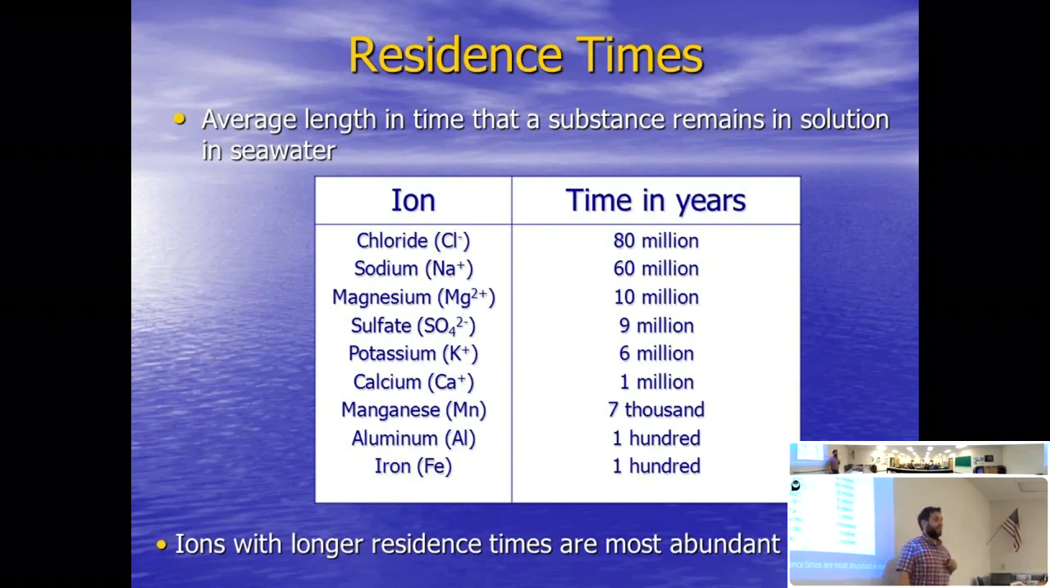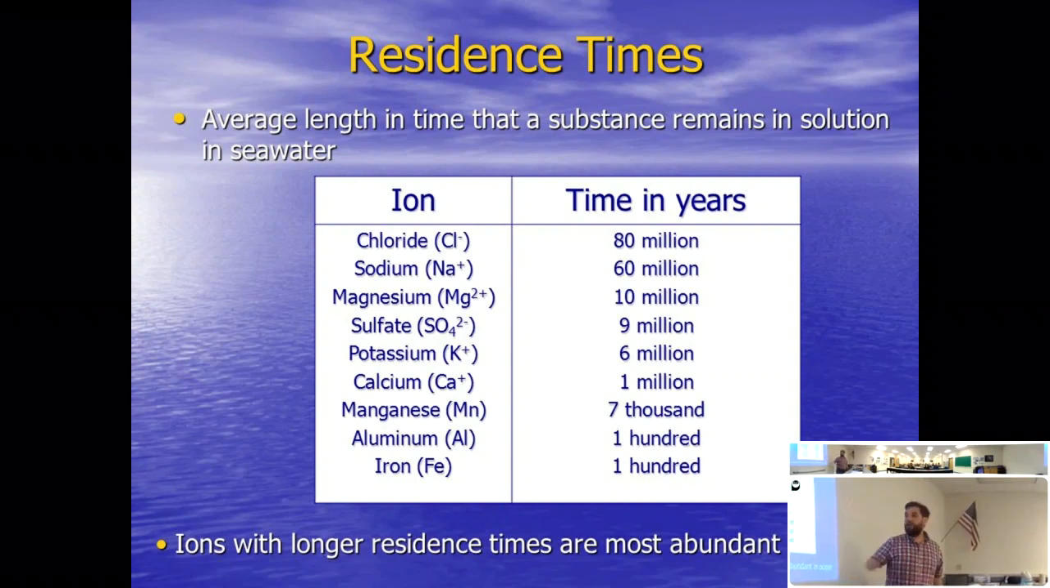Does anybody see anything on this list that has a residence time shorter than the mixing time of the ocean? What's the mixing time of the ocean? 1,600 years. Are there any chemical constituents up here that have a residence time less than the mixing time? Aluminum and iron. The average aluminum atom only spends 100 years in the ocean. The average iron molecule only spends 100 years in the ocean.